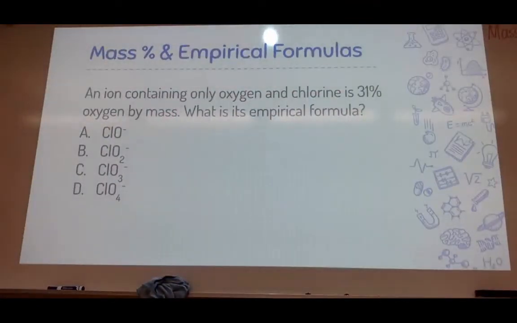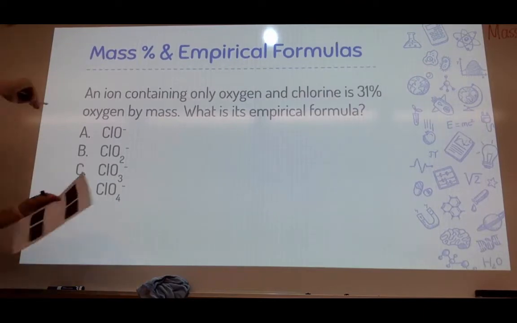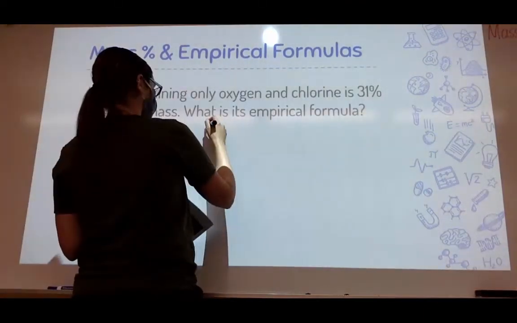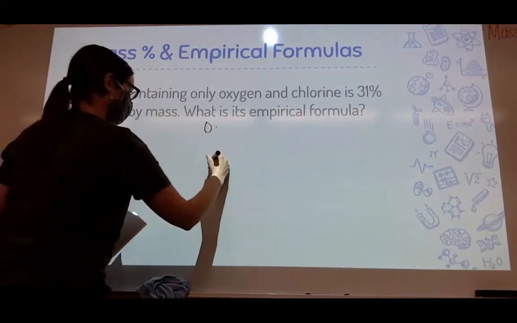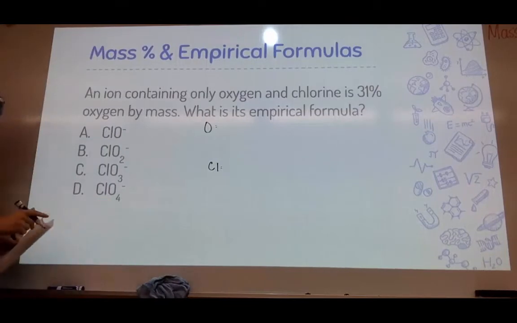So here's an example. This was a multiple choice question. So a lot of times if you see multiple choice questions that I'm asking, they were at one point on some sort of AP test. So an ion containing only oxygen and chlorine. Okay, so we know that the only thing present is oxygen and chlorine. Is 31% oxygen by mass. Right, so that means that I have oxygen and I have chlorine. So it's 31% oxygen by mass.